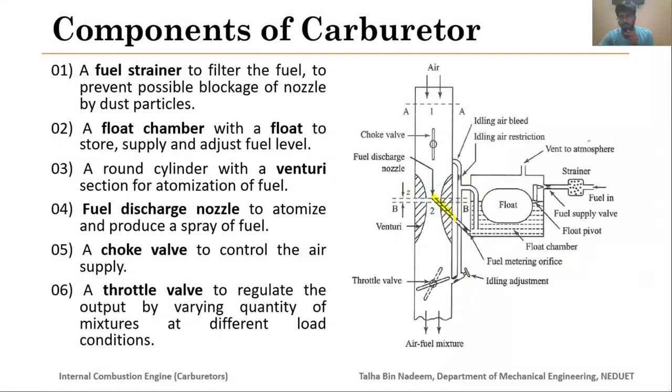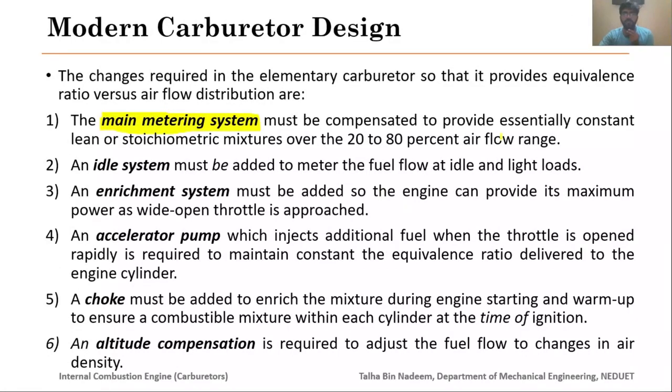This fuel metering orifice, which provides the fuel from the float chamber to the venturi throat, is the fuel metering system, because it allows only that much fuel according to the pressure difference present between the throat and the float chamber, and obviously it won't be enough for the better operation of the IC engine. So some other accessories are also employed. The main metering system must be compensated to provide essentially constant lean or stoichiometric mixtures over the 20 to 80% airflow range.